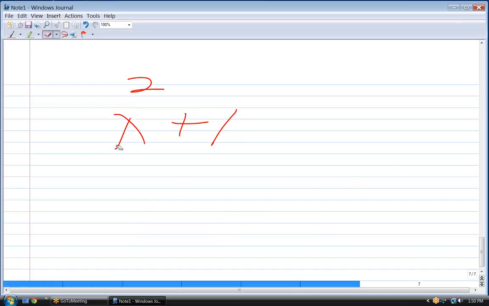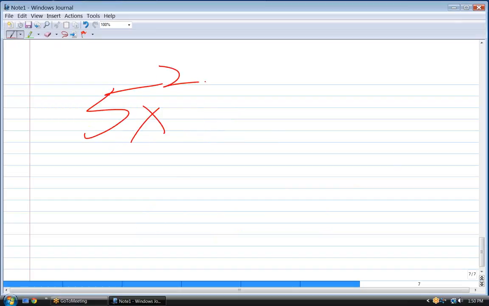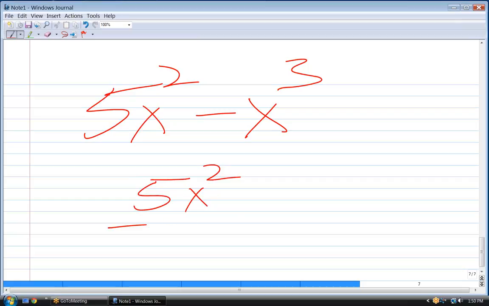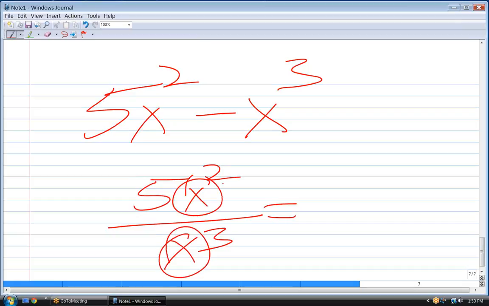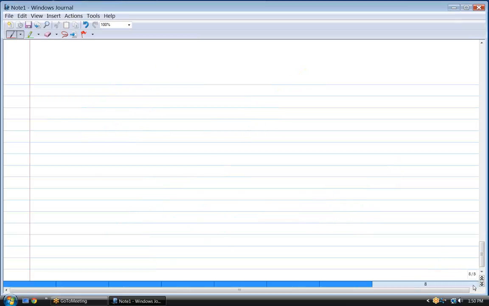Same thing with division and subtraction. If I have this, I can do nothing with it. But if I have this, same base, different exponents, I can subtract the exponents and I get this. Sounds good. All right, what's the next problem you have?